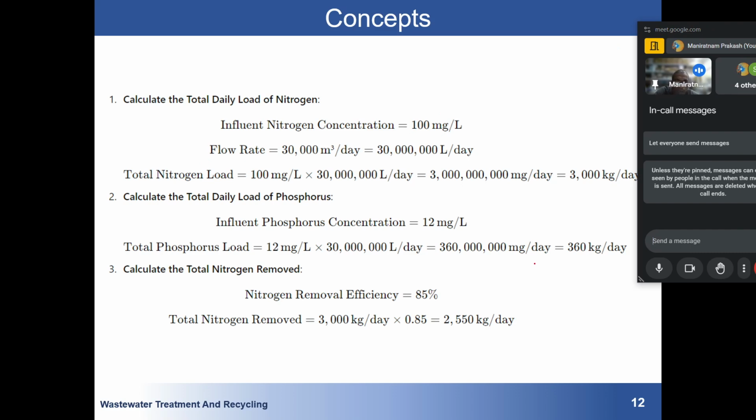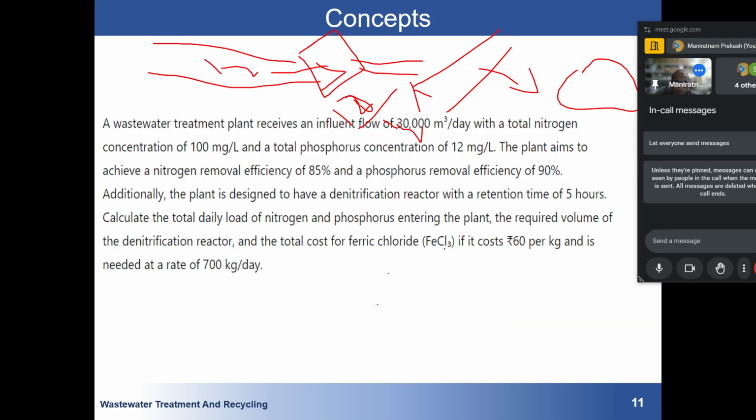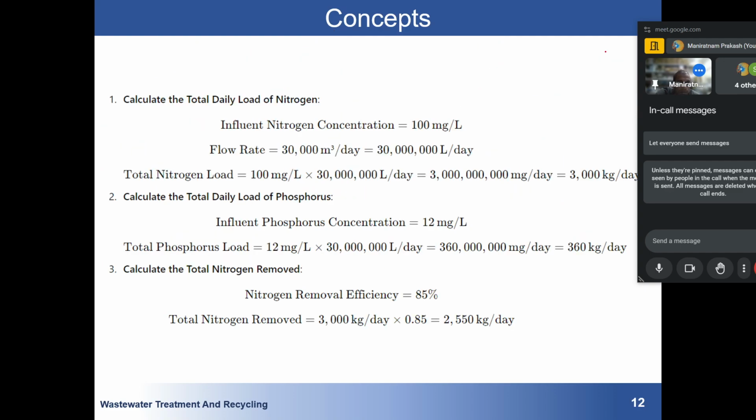For the one who has joined right now, we are just discussing one problem related to wastewater nitrogen removal: this much nitrogen is coming, this much nitrogen is going, this much is the efficiency. We have to calculate the volume and how much ferric chloride has to be added.